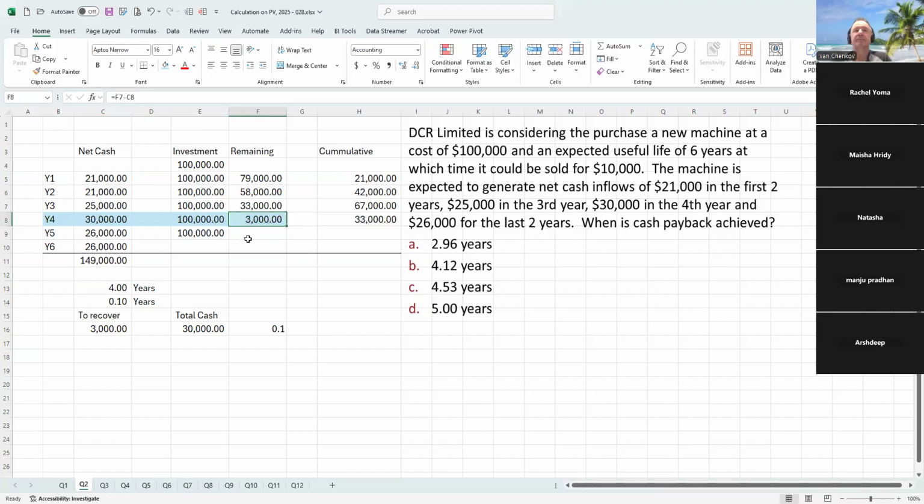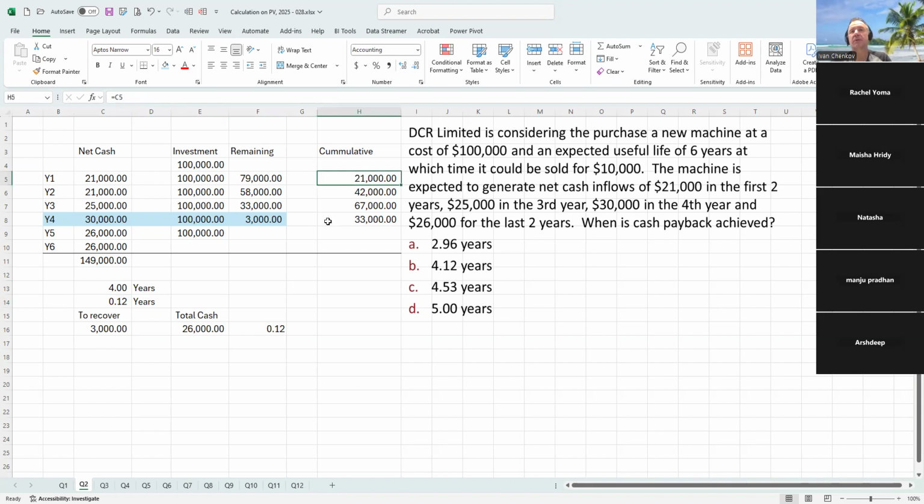Now what's left? Left 3,000. But those 3,000, we're going to recover in year 5, correct? So 4 years for sure. The next we're going to recover in year 5. But the 3,000 to recover, we have to divide it by 26,000 and we're going to see how much is left. So in this case, it's 0.12 and that becomes our fraction. So in this case, it's going to take us 4.12 years to recover our initial investment.